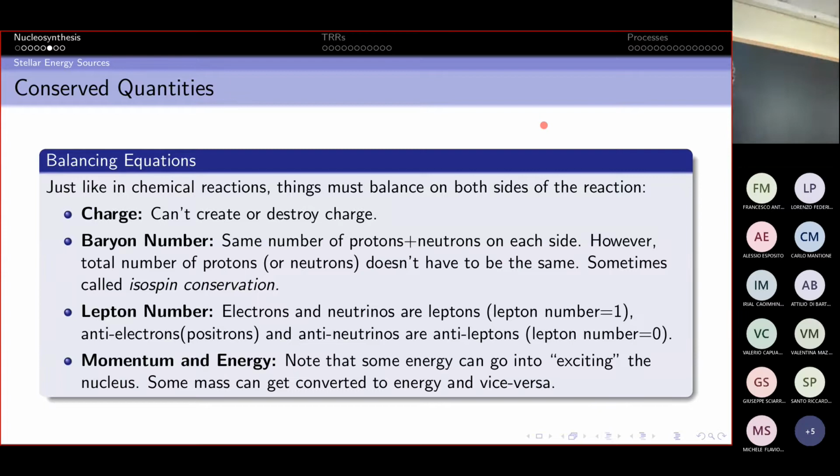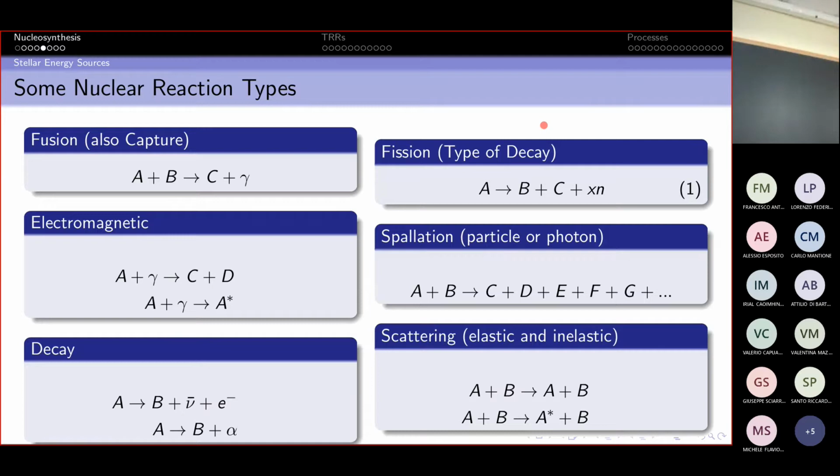You have to have the same amount of charge on the left and right-hand side. So, for example, look at this, which turns a neutron into a proton. Proton has a positive charge. Well, the electron gives me a negative charge here. And because we have to conserve momentum, somebody invented a neutrino.